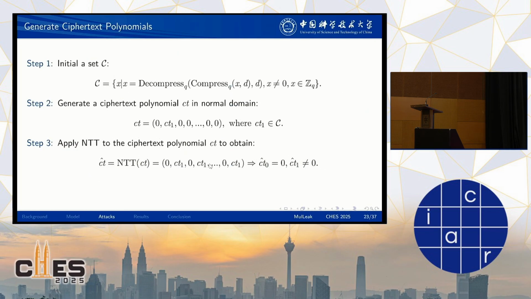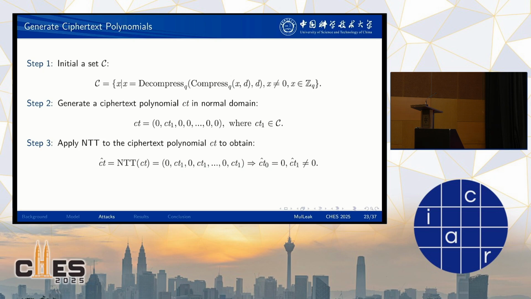The CCPA requires specific ciphertext where CT hat 1 is not 0 and CT hat 0 equals 0. We offer a straightforward approach to generate polynomials that meet these requirements.